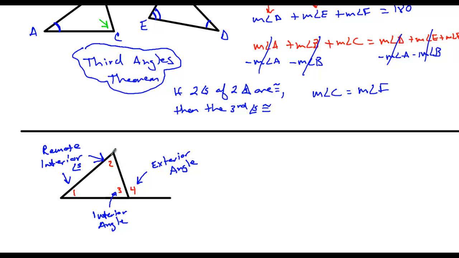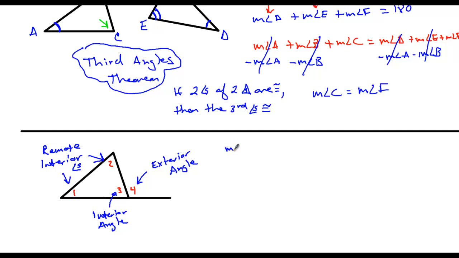Okay, now if we drew the line out of this side, then this would be the interior angle, and these would be the remote interior. Or if we drew it over here, this would be the interior, and these would be the remote interior. But either way, the big idea here is that the remote interior angles and the exterior angle have a relationship, and we're going to look at that right now.